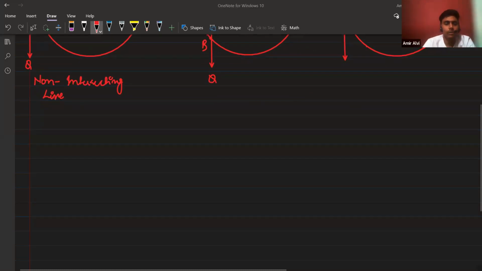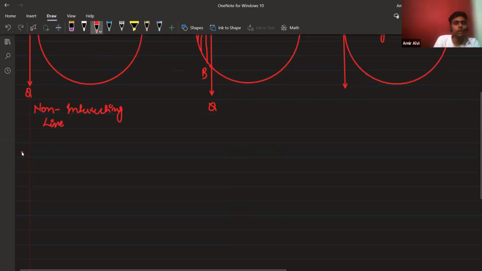So this next part is the introduction of the circles and the tangents. Clear, everybody?